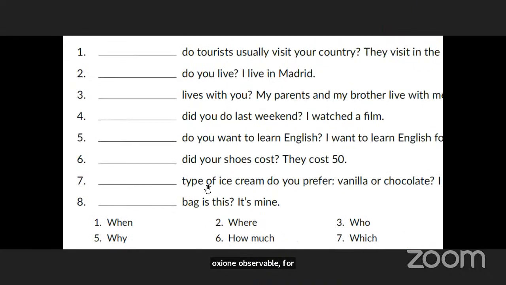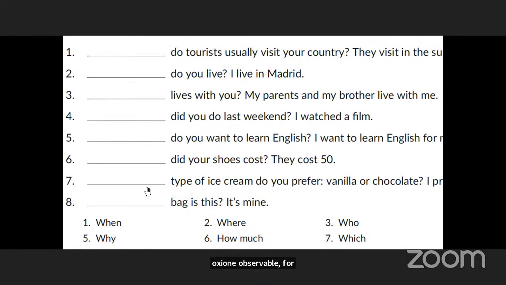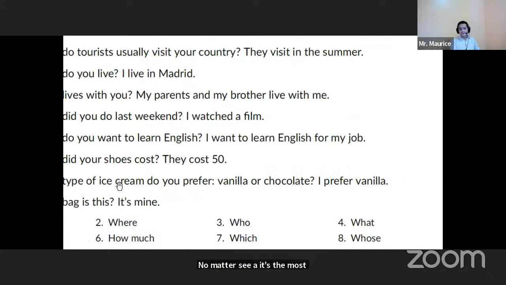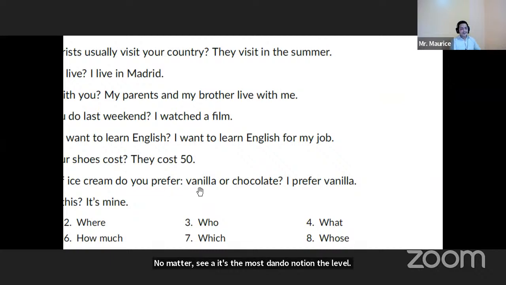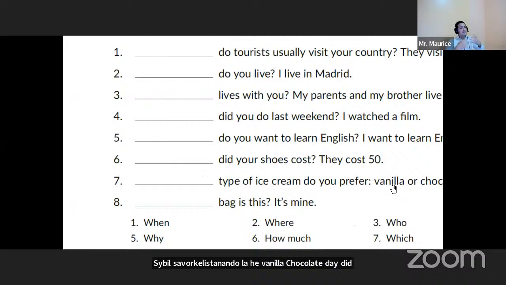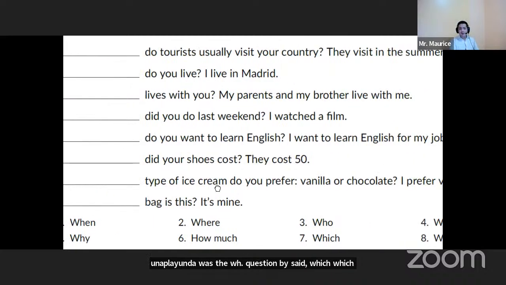En el ejercicio número 7 estamos dando una opción de helado. Si ve el sabor que le está dando a elegir, vanilla o chocolate, te da a elegir. Cuando damos a elegir en una pregunta, pues la WH question va a ser which. Which type of ice cream did you prefer? ¿Qué tipo de helado, qué sabor de helado prefieres?